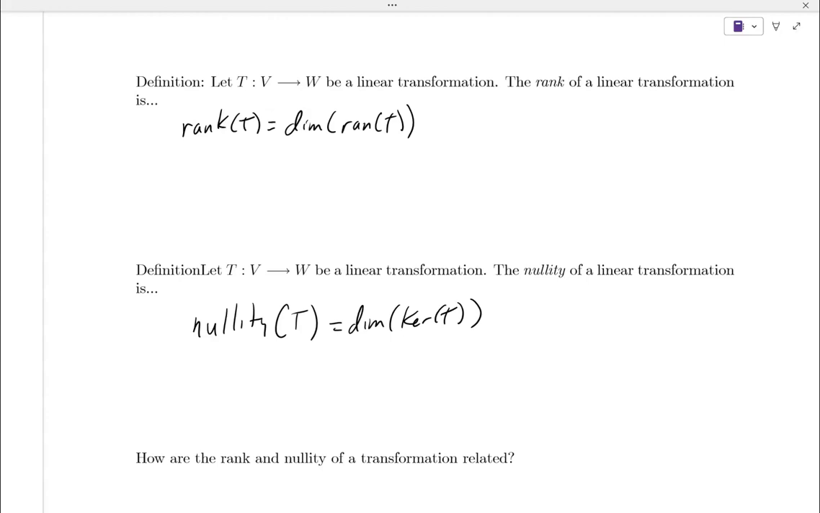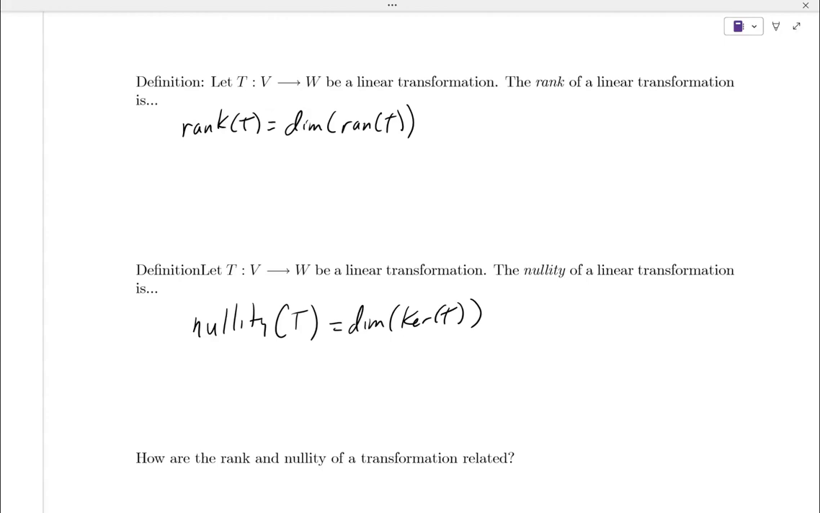And again, the way we find the kernel of a transformation, the way we've been doing it, is find a matrix for the transformation, row reduce, and then write a basis for the null space. So nullity is the same idea that we had back when we did it for matrices. Everything comes back.